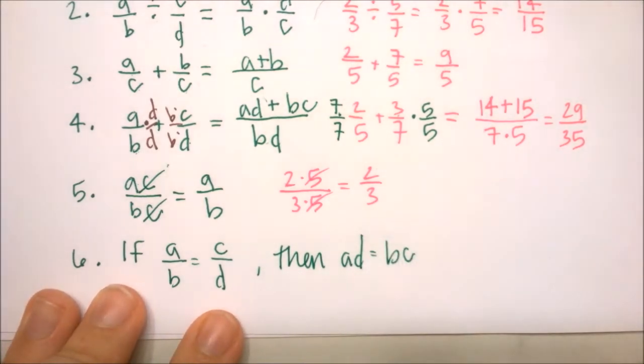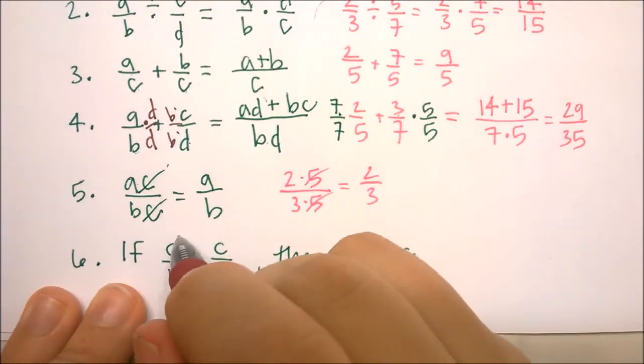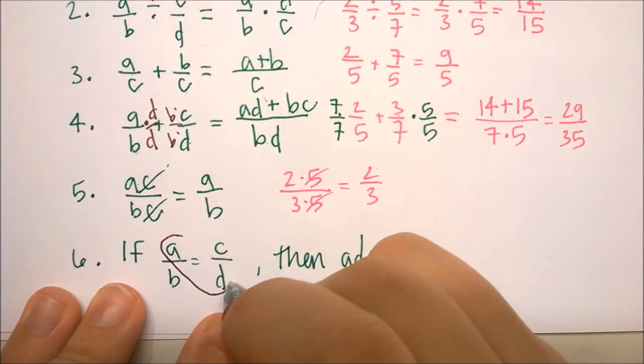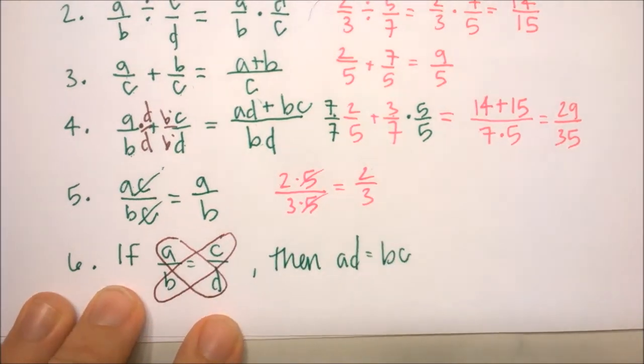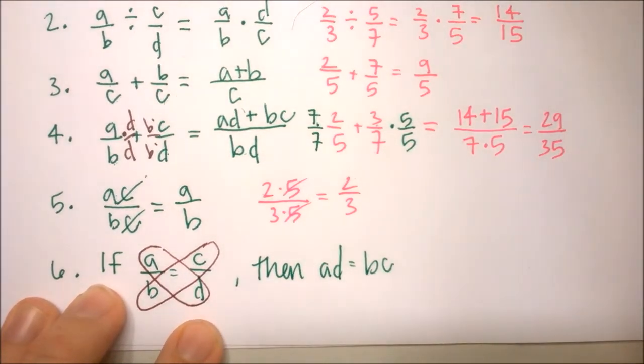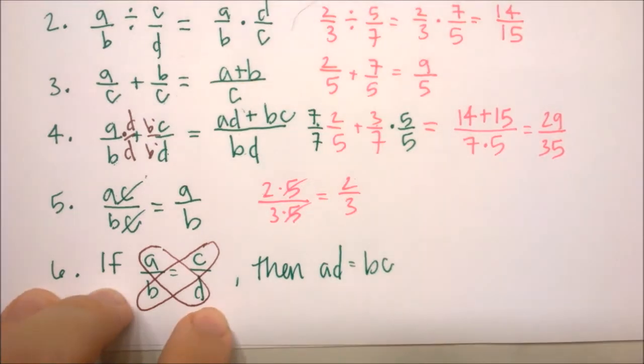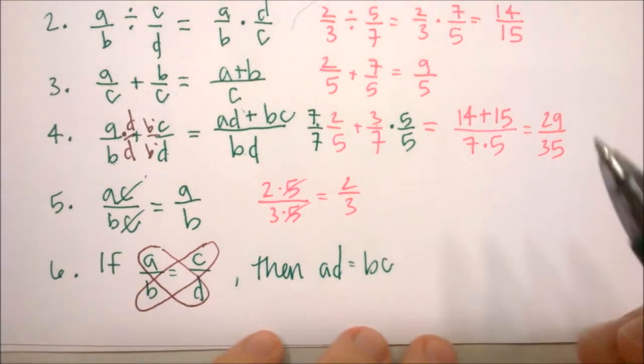And the way we got that is just by cross multiplying. So we said A times D and B times C. Okay, so you cross multiply to get equality when you have two fractions equal to each other.